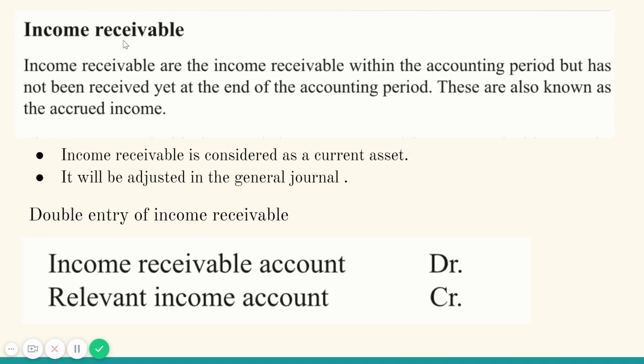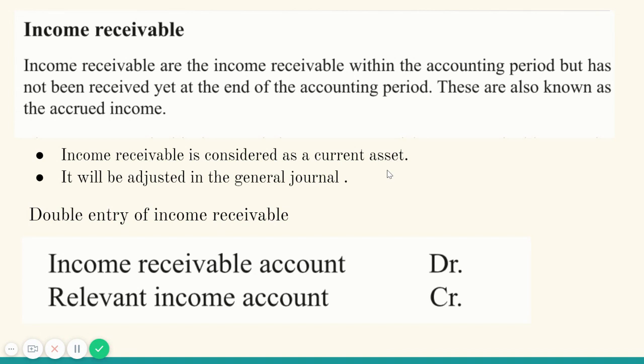In the previous case, expenses which we must pay to outside parties had not been paid, and here incomes which the business organization is supposed to receive have not been received during the period, and we are going to make an adjustment for that. Okay, let's see what it means. Income receivable is income receivable within the accounting period but not yet received at the end of the accounting period. These are also known as accrued income. I think it's clear to you. These are the incomes which we are supposed to receive during the accounting period, but we have not received yet. Therefore, we are going to account for them during the accounting period as if we had received them already. So this income receivable is considered a current asset.